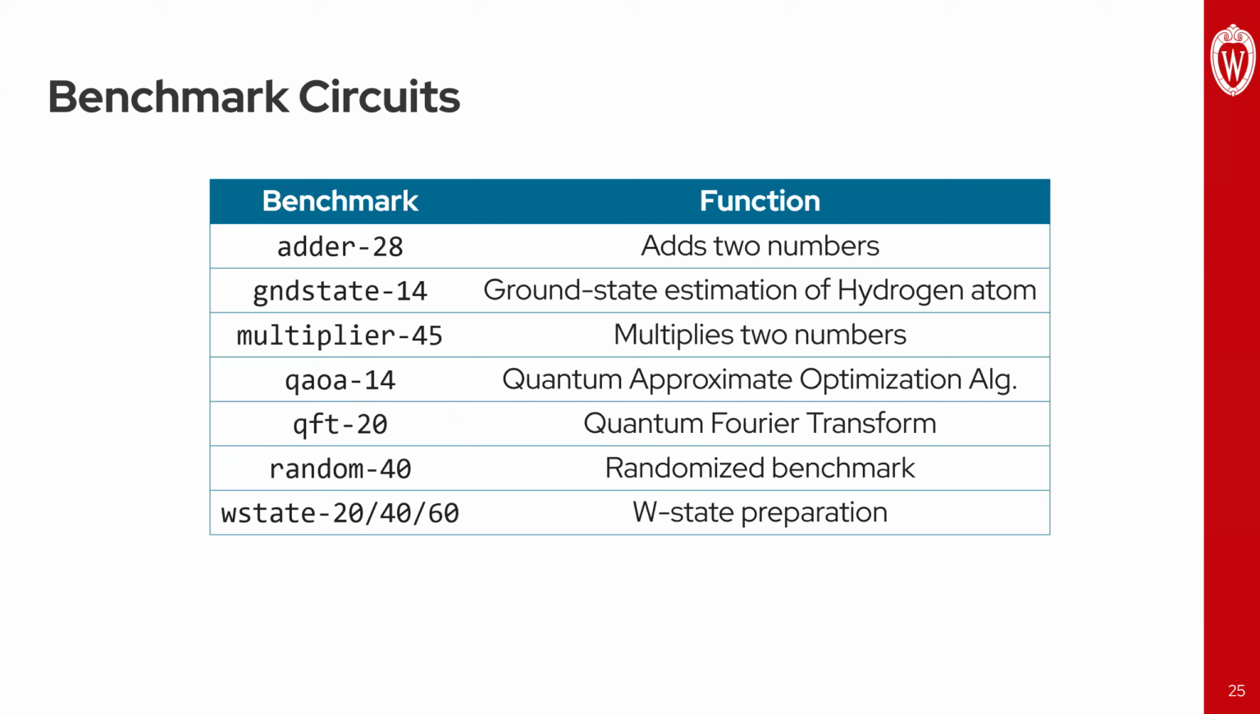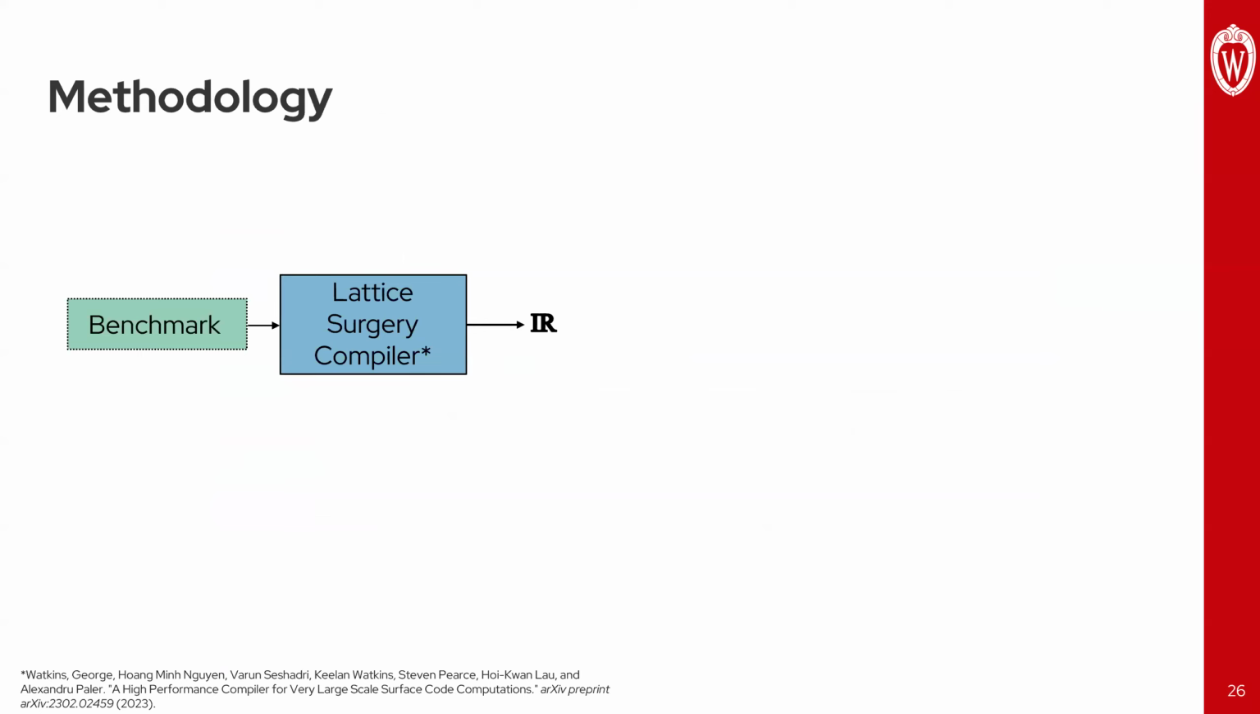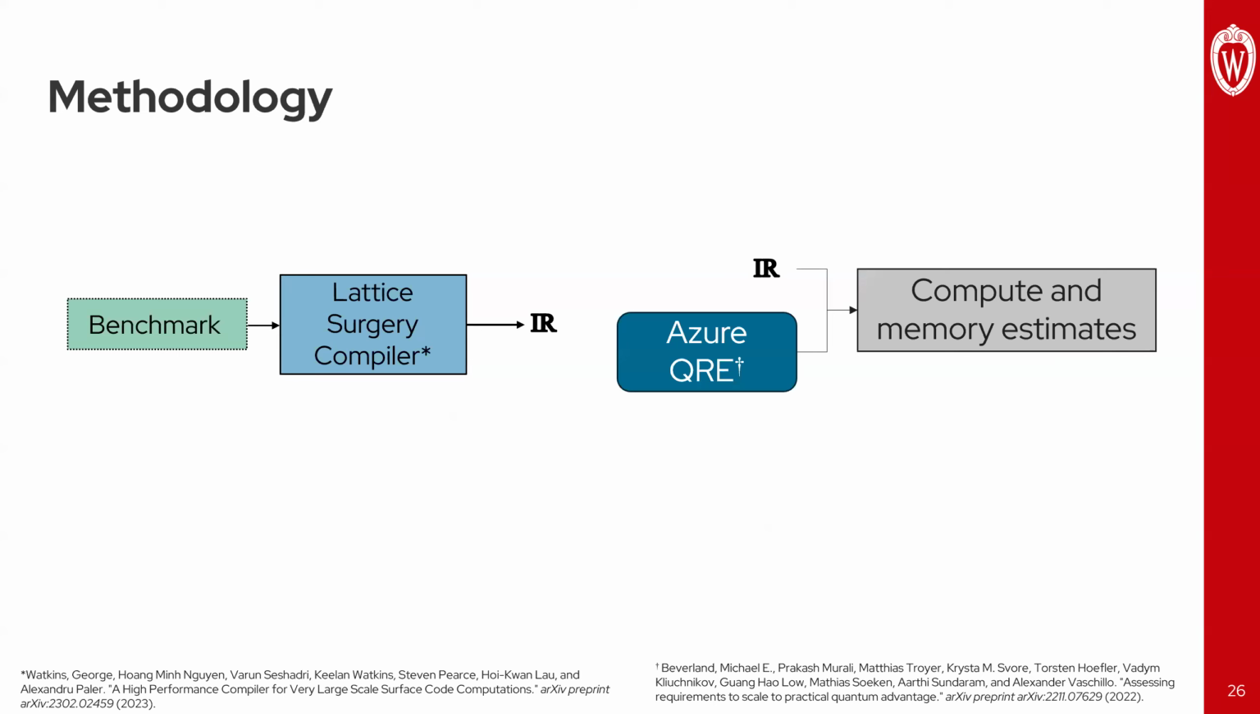We use these benchmarks, and the rationale was that, except maybe QAOA, all these benchmarks represent building blocks for larger quantum algorithms. So this would be a good representative of what would be running on an actual fault-tolerant quantum computer. The methodology we used was a compiler called the lattice surgery compiler. We focused on surface codes and lattice surgery-based computations, and we passed these benchmarks through the compiler to generate an intermediate representation of all the operations you would need to execute that benchmark on an error-corrected quantum computer. Then we used this intermediate representation along with a resource estimation tool provided by Microsoft Azure to compute compute and memory estimates for all these different benchmarks.